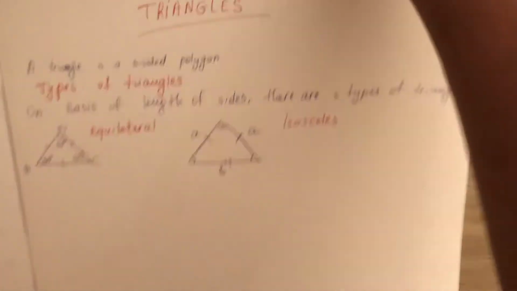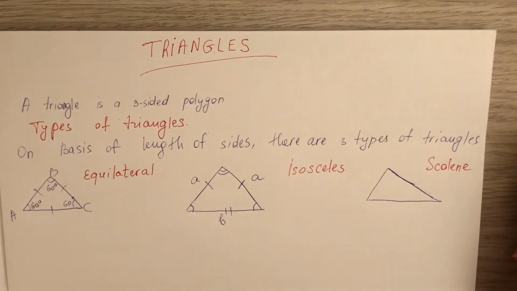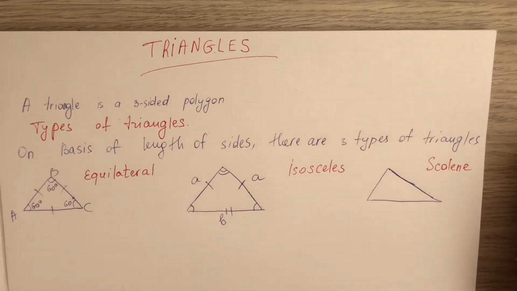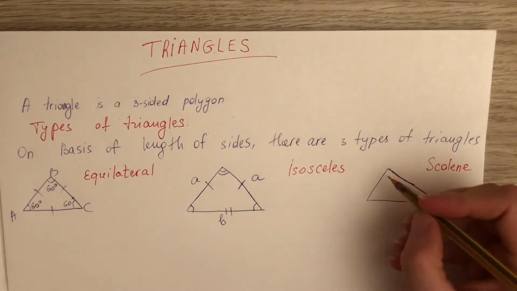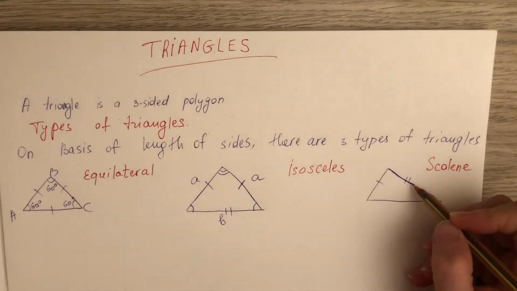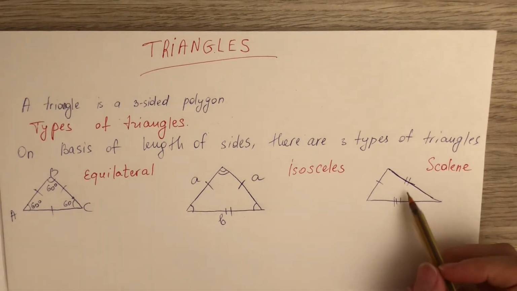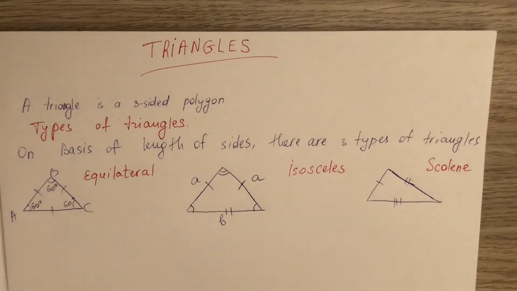Our third type of triangle is scalene triangle, and triangles having no sides equal are called scalene triangles. So this side is not equal to this side, and this is also not equal to the second side. Let's continue.